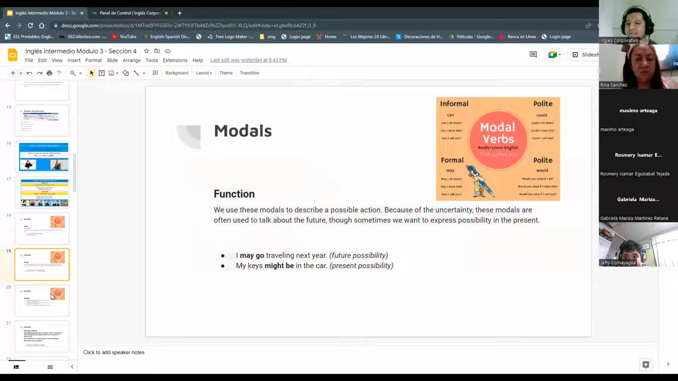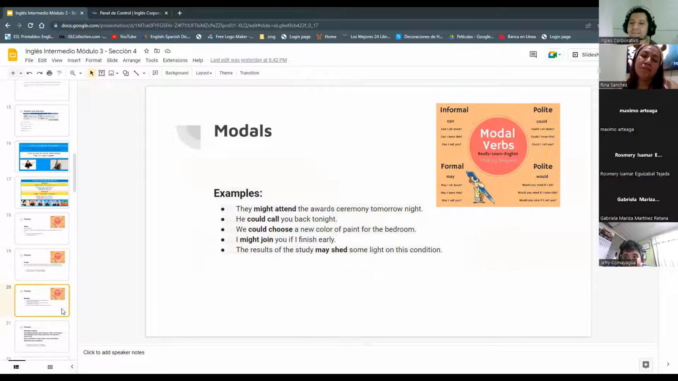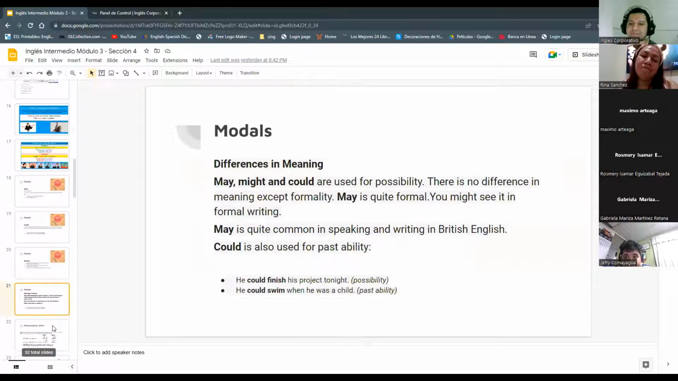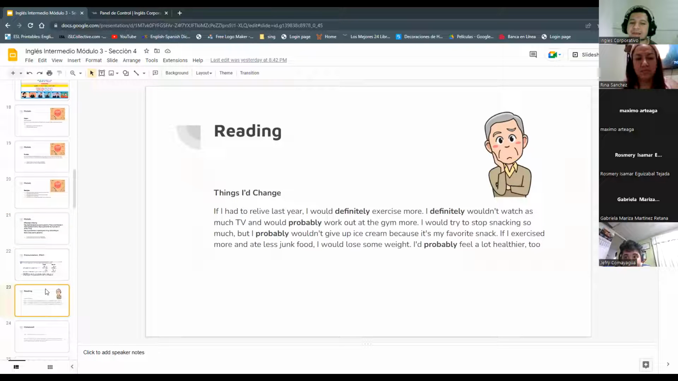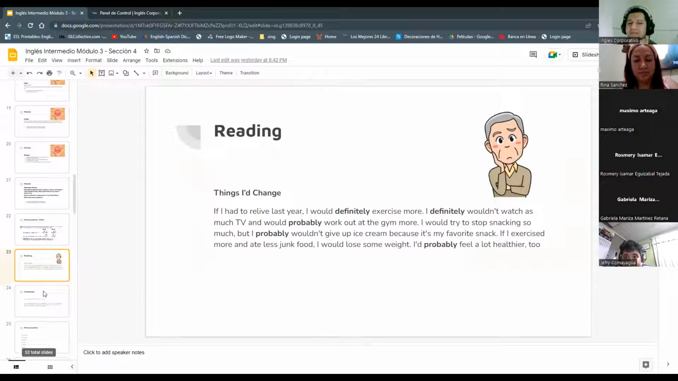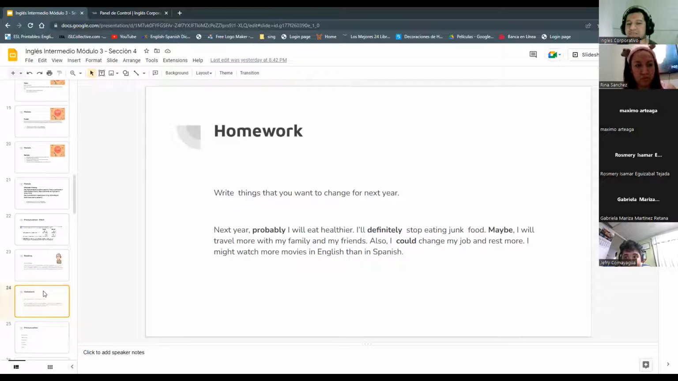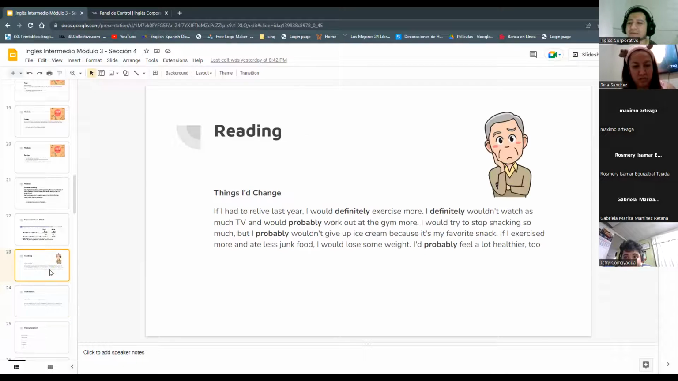And we check also the options or the ways that we can use them, for example, for future possibility, for present possibility, right? And we check the differences in meaning, right? And we had a homework, right? Things I would change, or things that you want to change in the present and probably you will change in the future. Did you do this homework? ¿Hicieron esta tarea? You have to use adverbs and also modal verbs to say if you want to do something differently, right? Yes. Okay, very good, perfect.